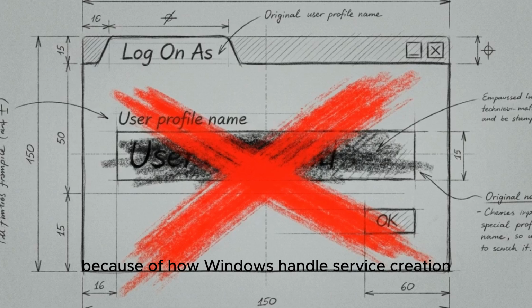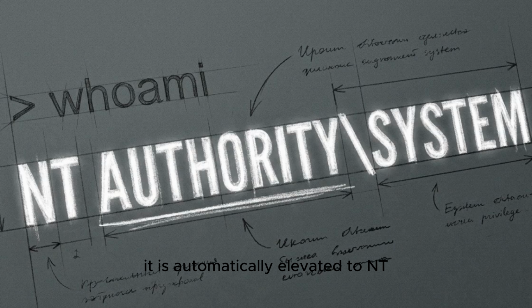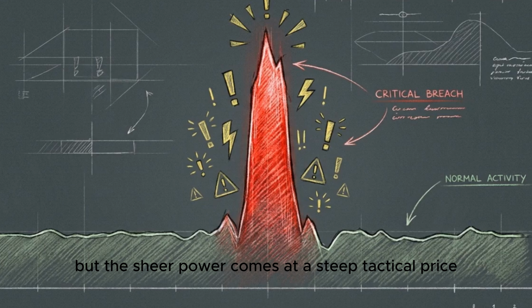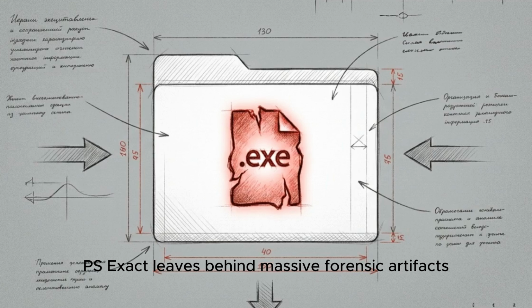Because of how Windows handles service creation, the resulting process doesn't execute as the user who authenticated. It is automatically elevated to NT Authority\System. That specific context grants the attacker absolute unrestricted control over the target machine's operating system. But the sheer power comes at a steep tactical price. PSExec leaves behind massive forensic artifacts.